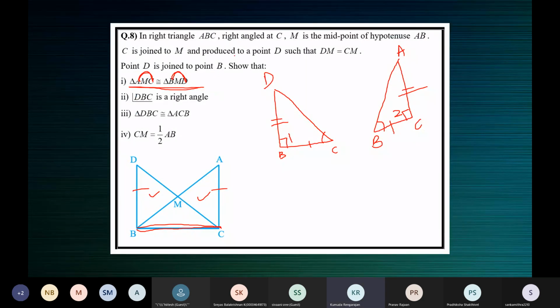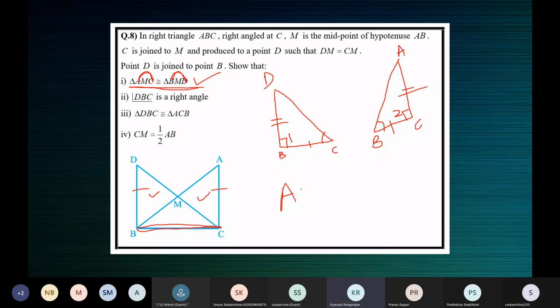So by SAS rule, the two triangles are congruent to each other. In these two triangles, DB is equal to AC because AMC is congruent to BMD, CPCTC. Then angle 1 is equal to angle 2, 90 degrees. BC is equal to BC, common side. So by SAS rule, the two triangles are congruent. Now that they are congruent, their hypotenuse AB and DC will be equal. AB is equal to DC.